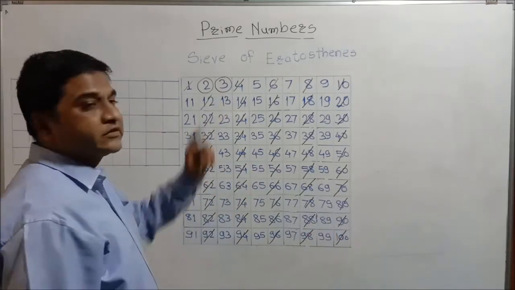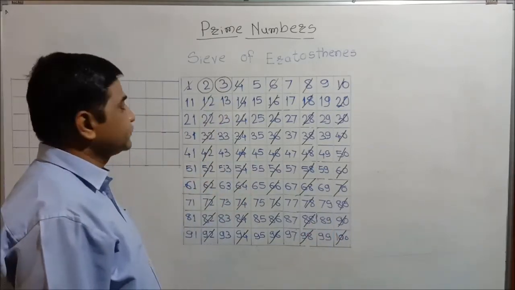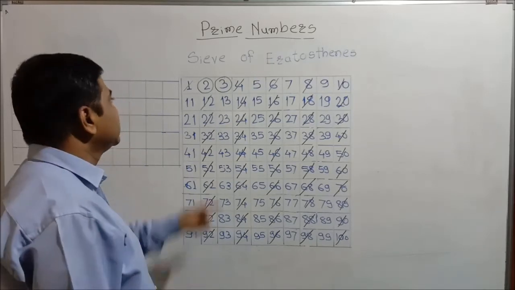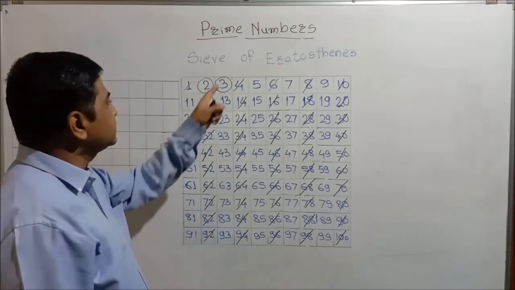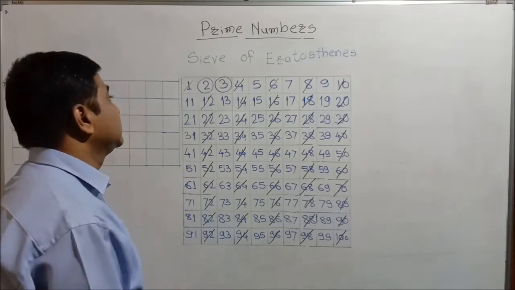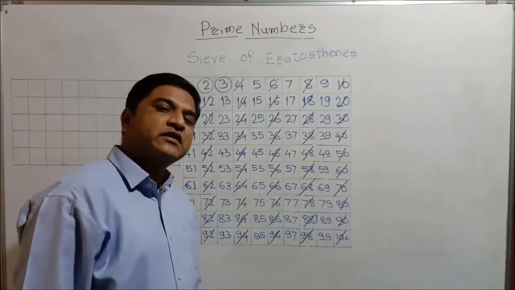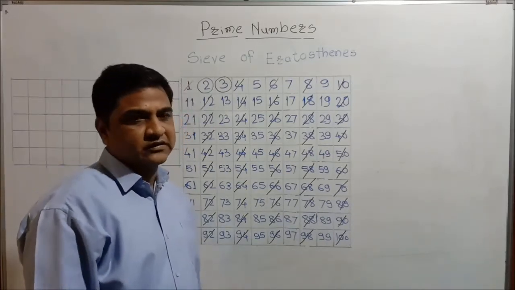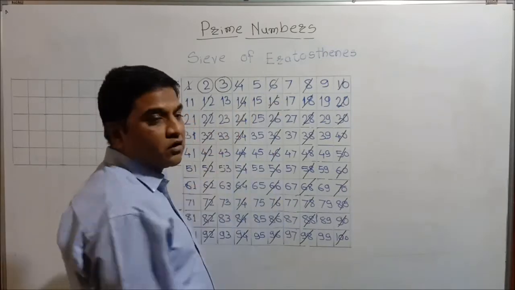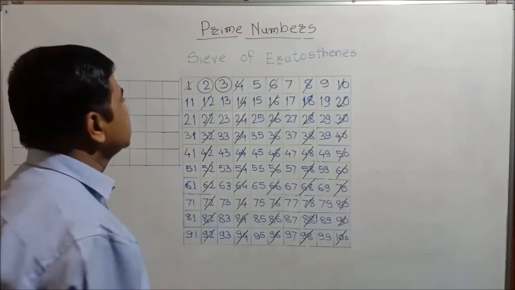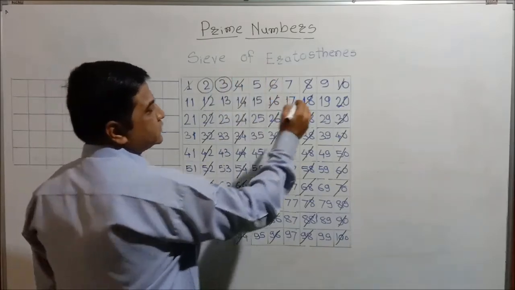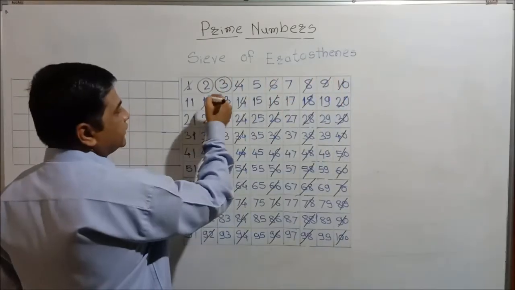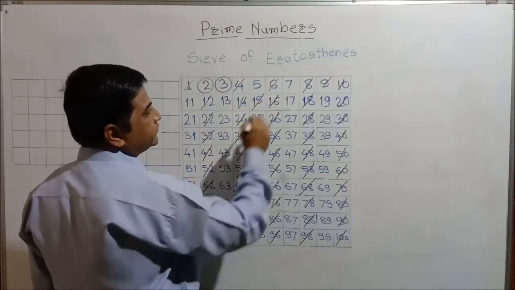Now we have 3. 3 is a prime number, so we circled it. We circled 2, it's a prime number. We circle 3, it's a prime number. Now all the numbers in the table of 3 can be divided by 3, so we are going to cross out all the multiples of 3. 3, 6 we have already cut. We have 9. We already cut 12. We have 15, and 18.